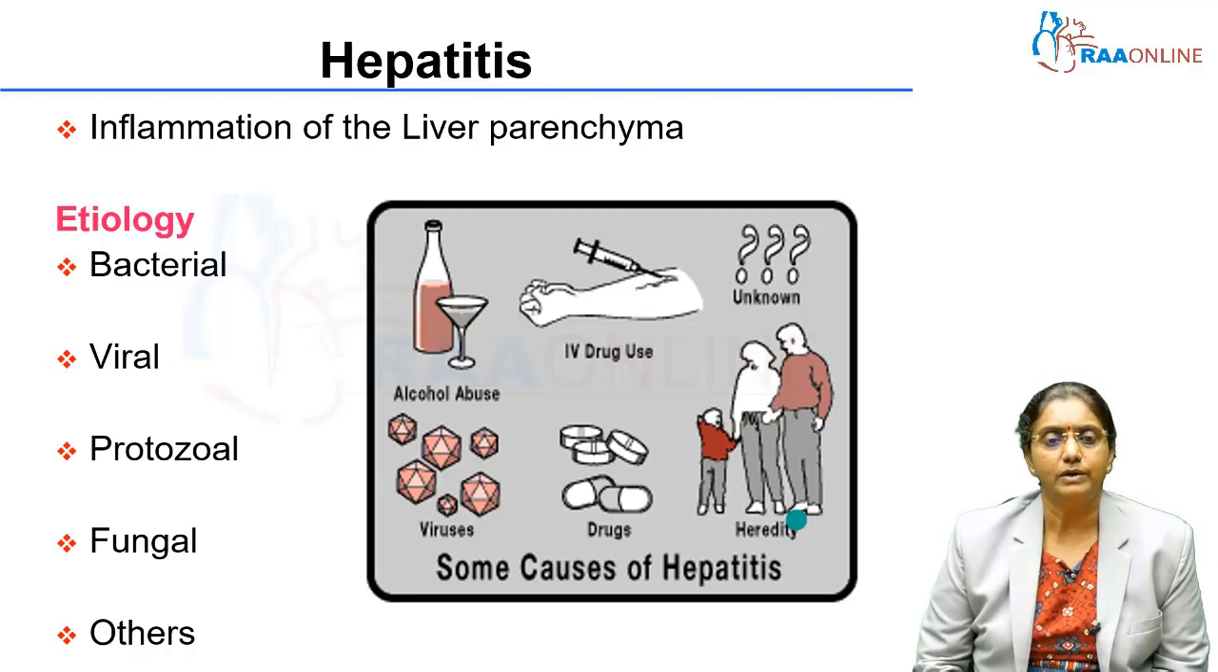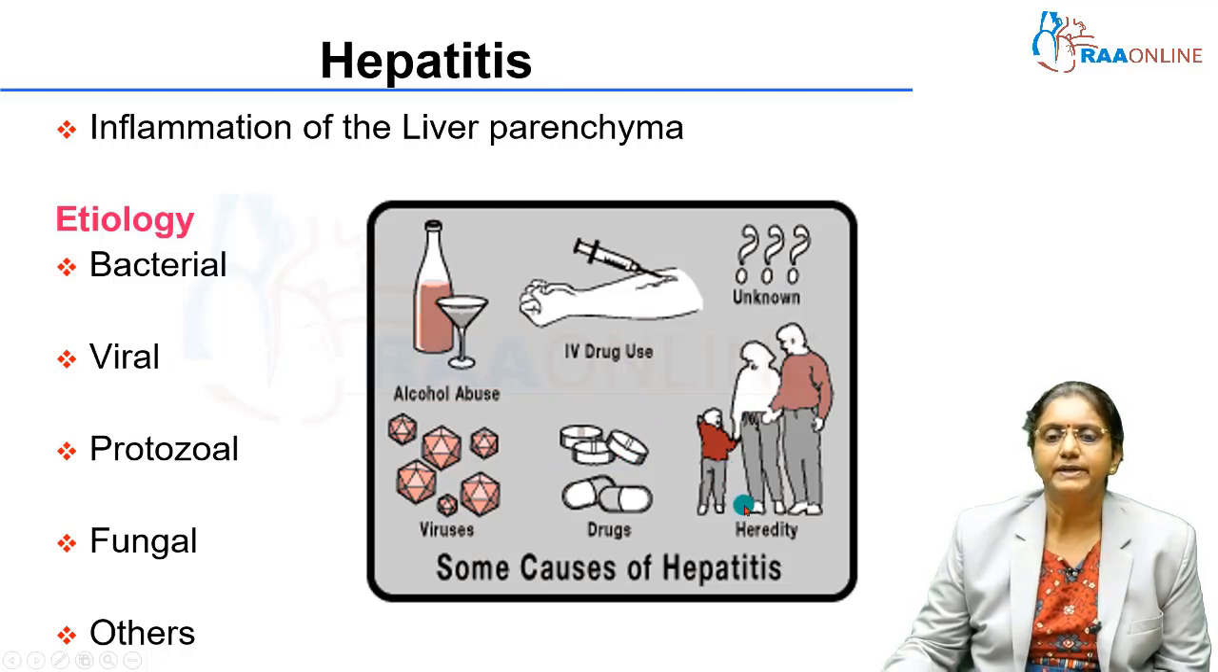And it could have a lot of etiologies. It can be bacterial, viral, protozoal, fungal, and some other causes where we put as others, it can be unknown causes. It could be due to IV drug use. Certain other medicines, like paracetamol, can also cause hepatitis. Alcohol-induced hepatitis can be there. Sometimes it can be hereditary also. But we were worried about the viral hepatitis. We were talking about viral hepatitis.